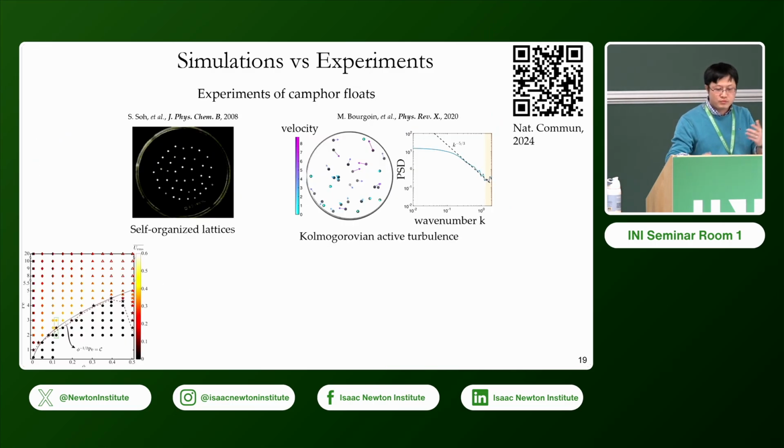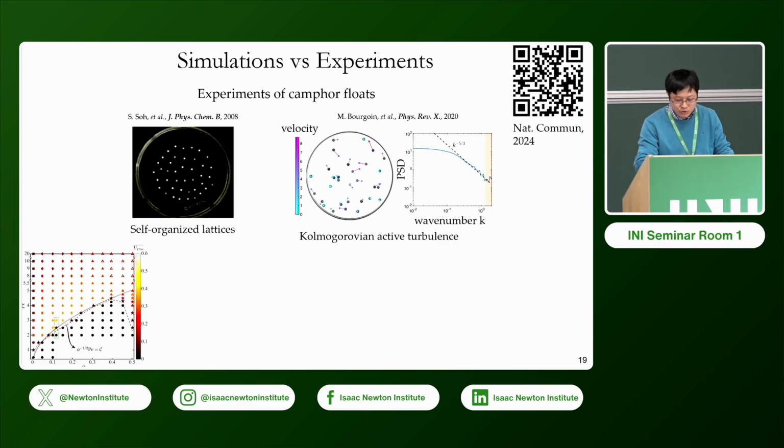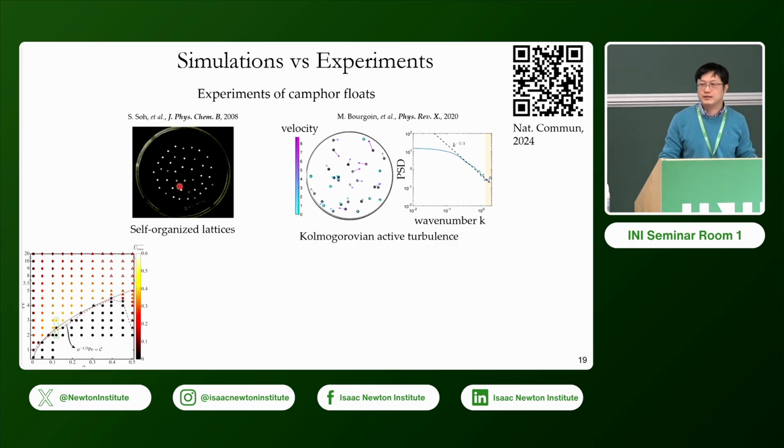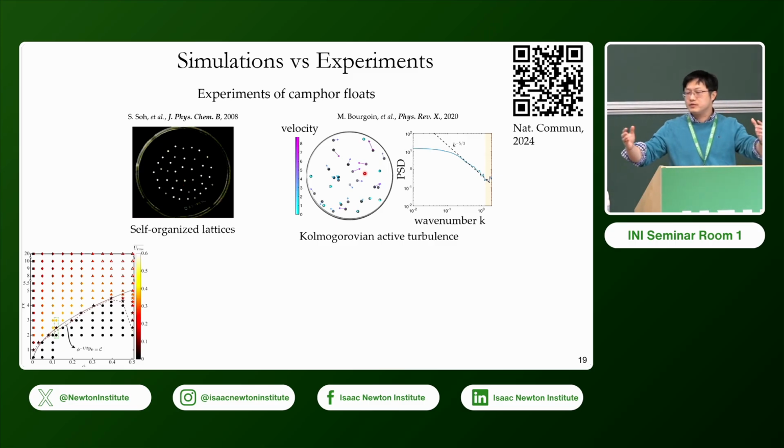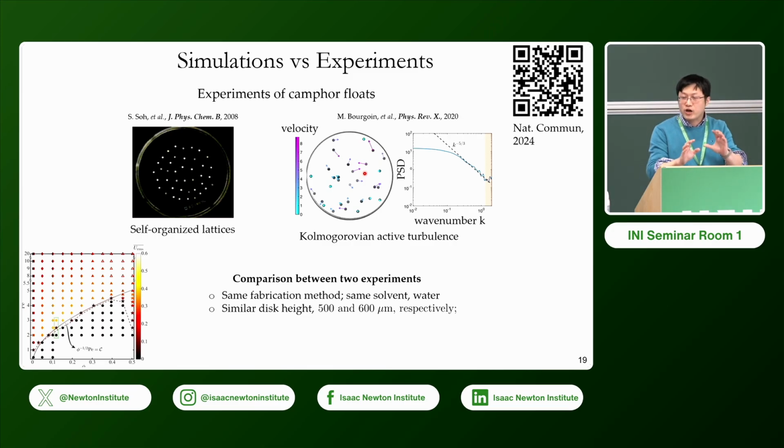Okay, so now we come back to the experiments. We know that our diagram shows something, but how is it related to the experiments? We show that in this case it is self-organized stationary, and in this case it becomes turbulence. But how is it related? So we checked very carefully the two experimental papers. We find that they use the same fabrication method, because they cite each other, or at least the later one cites the previous one. They also have the same disk height, 500 to 600 microns. So the height is similar, and the only difference is the disk radius.